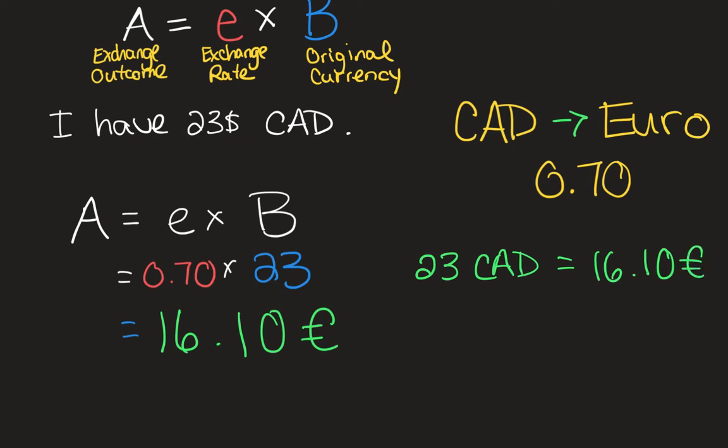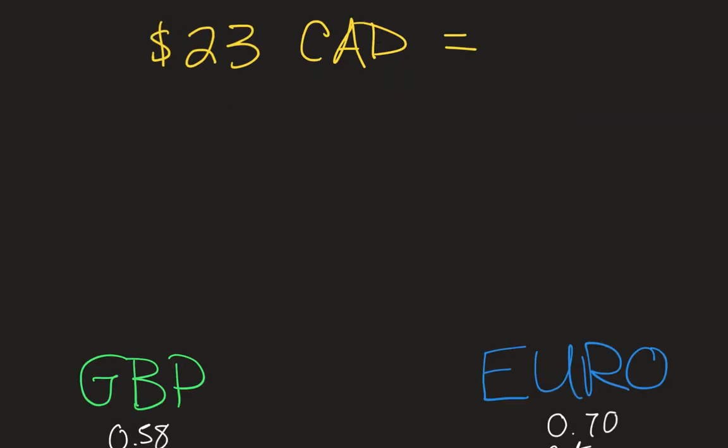Okay, so now I want to do a quick comparison of the two conversions we've done. Let's have a look. So we have successfully converted $23 in Canadian money into Great British pounds sterling and the euro. I've written both the rates at the bottom just to remind you that for every Canadian dollar we would get 0.58 pence or cents in pounds, and for every Canadian dollar, we get 70 euro cents.